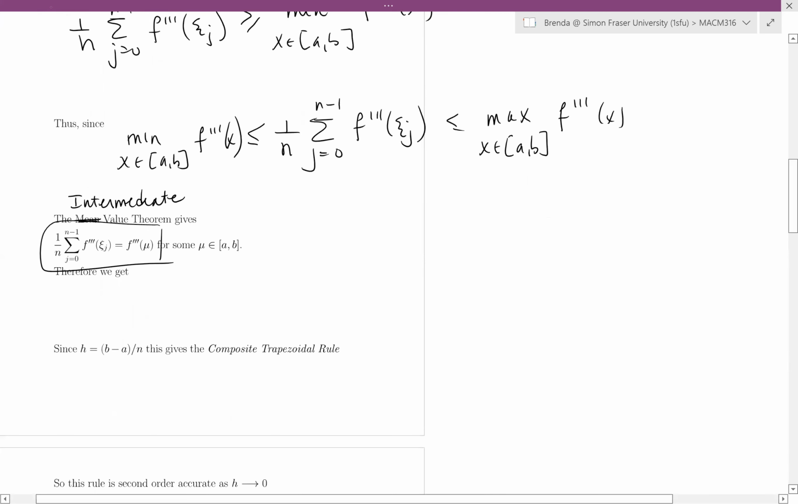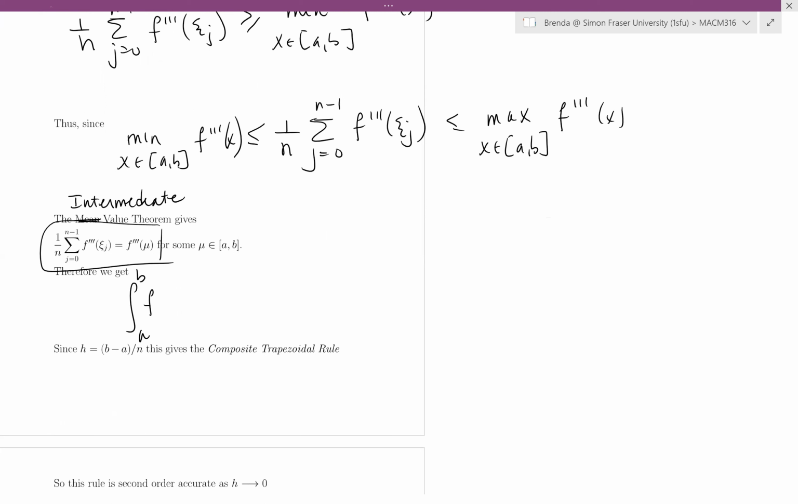Okay, so what do we get? We get that our integral from a to b of f of x dx, the thing we're trying to calculate, is going to be h over 2. This is our composite trapezoidal rule, from j equals 0 to n minus 1. And what do we have? We have the trapezoid in each interval.